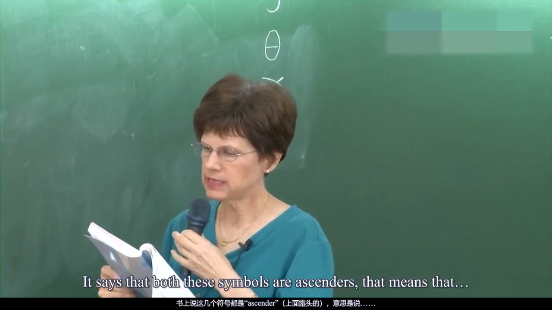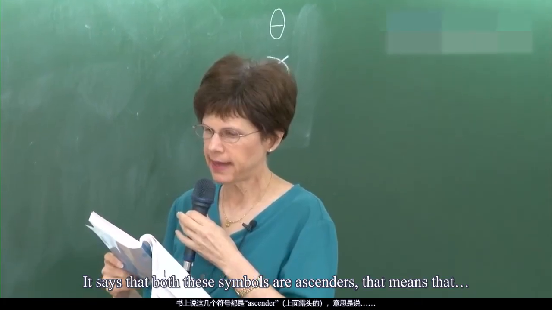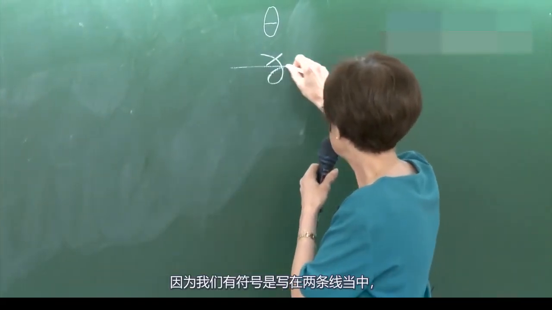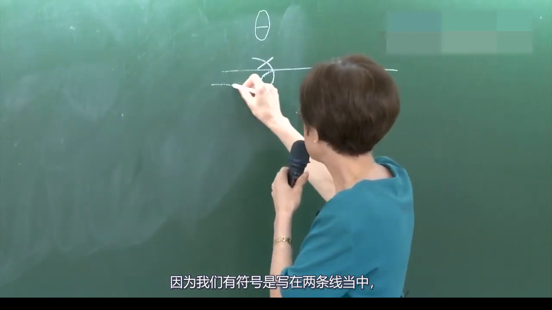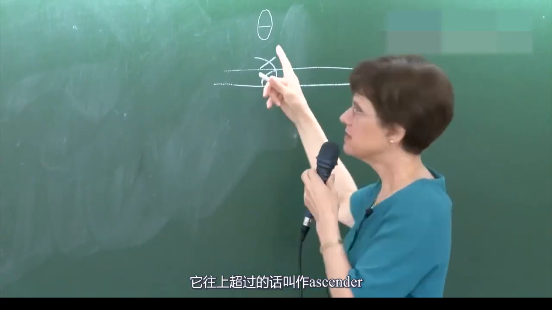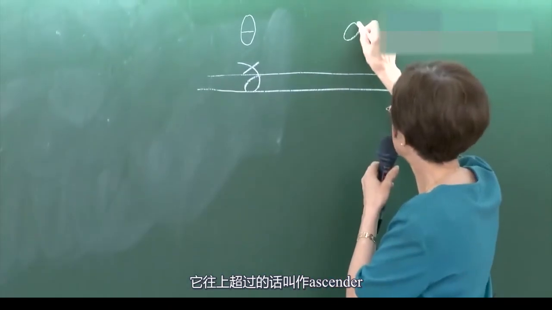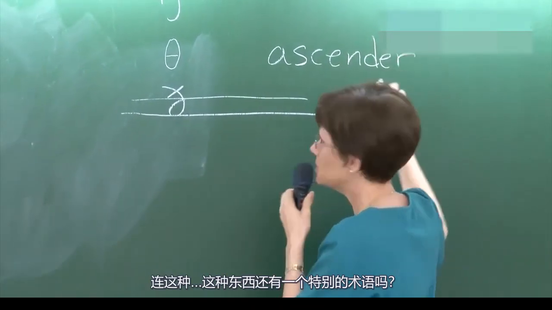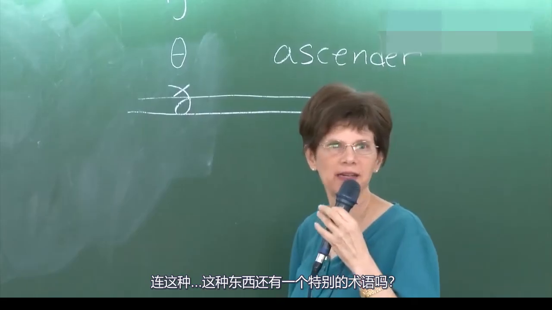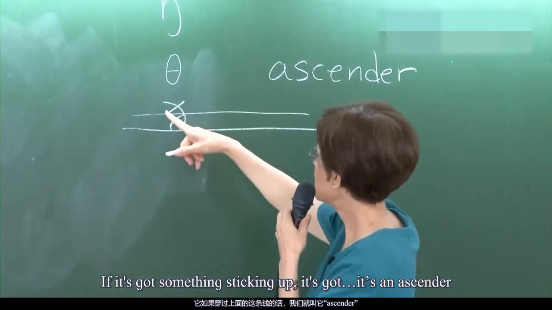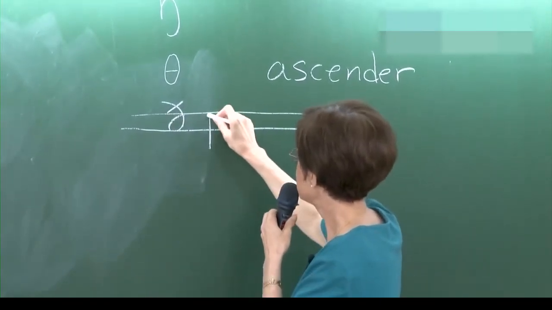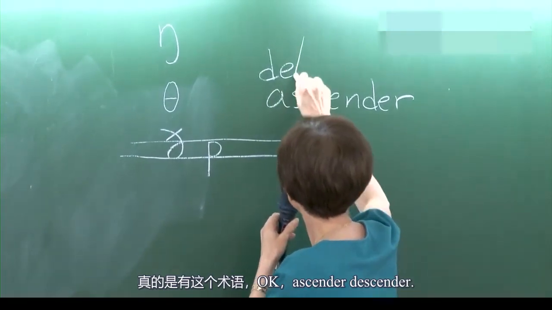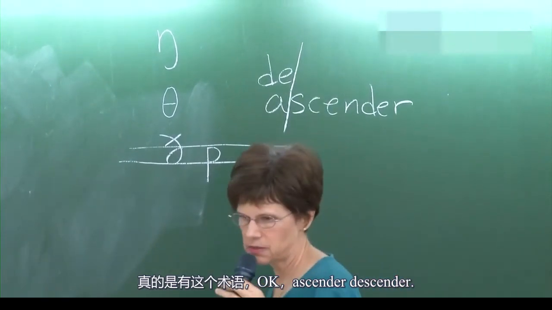It says that both these symbols are ascenders. That means that this is going to stick above the line. 因为我们有符号是写在两条线当中，它往上超过的话叫做 ascender. And every year somebody laughs. He says, 连这种东西还有个特别的术语吗? If it's got something sticking up, it's an ascender. And if it's got one going below, it's called a descender. 真的是有这个术语. Okay, ascender, descender.